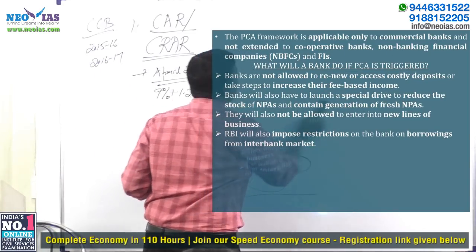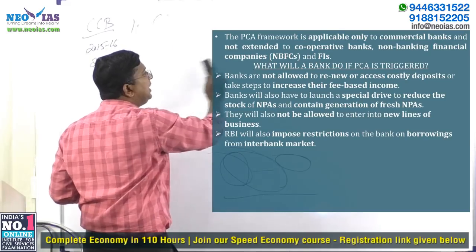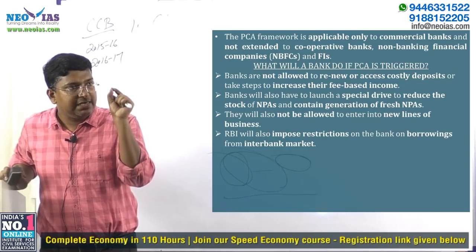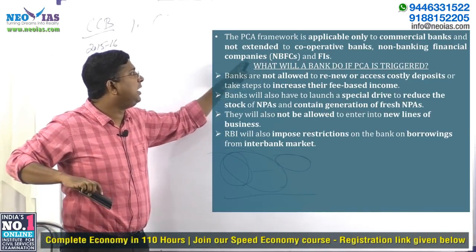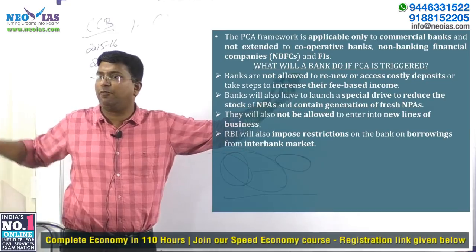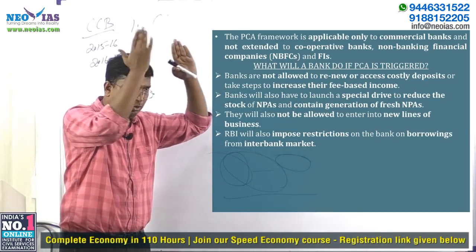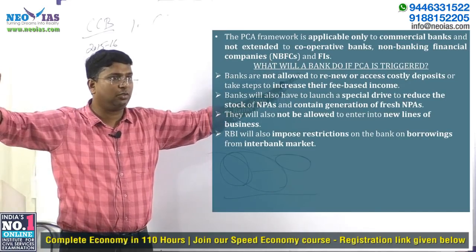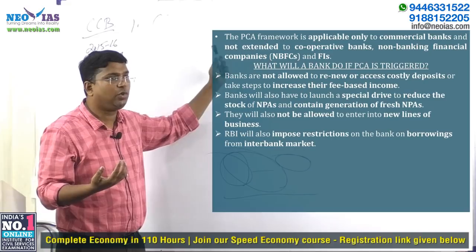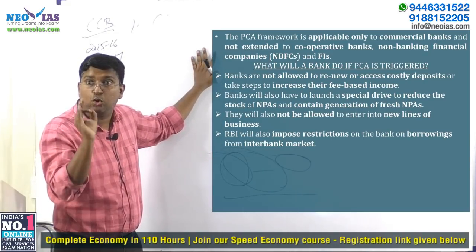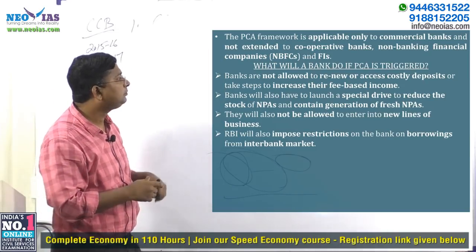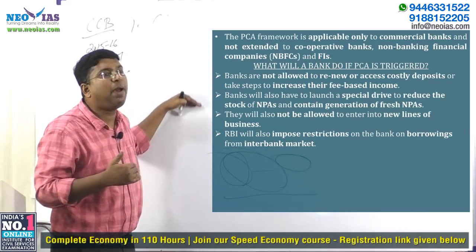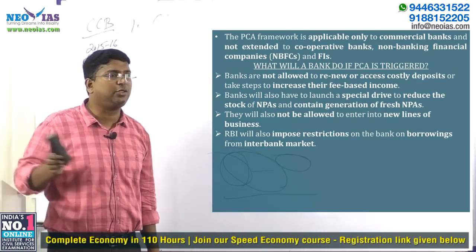Now, one interesting point to note down is that this stringent PCA framework is applicable only to commercial banks. We discussed what a commercial bank is. It is not extended to cooperative banks. There are two categories of banks only, commercial banks and cooperative banks. So it is not applicable to cooperative banks, no NBFCs and no other financial institutions. This can be a potential question. Now, there are many limitations based on which threshold a bank falls under. They will not ask you threshold 1, threshold 2 and threshold 3; just have an idea.